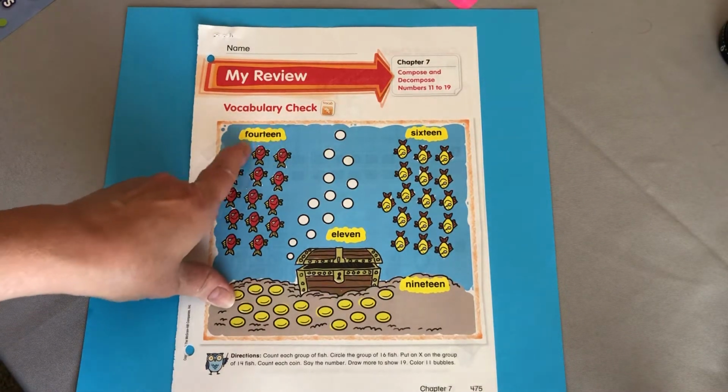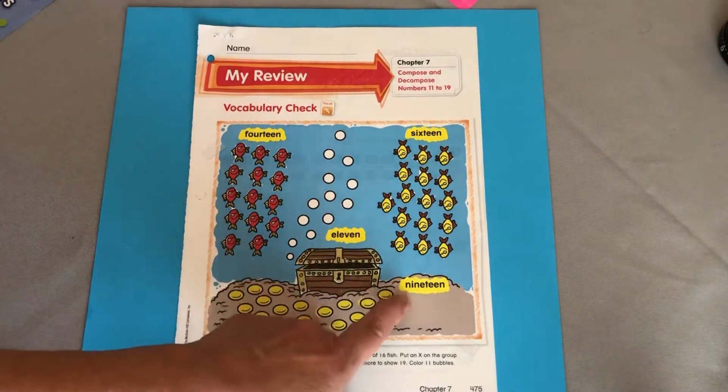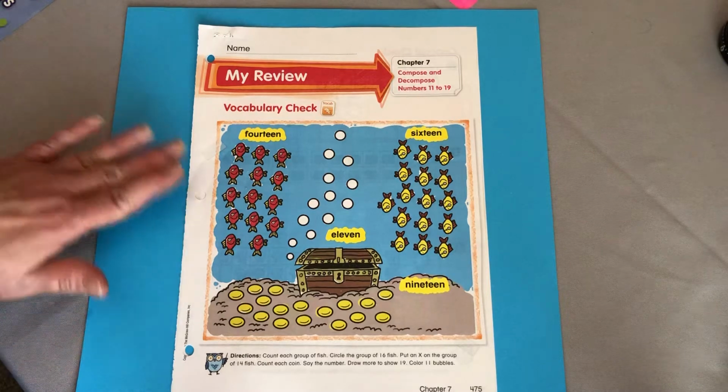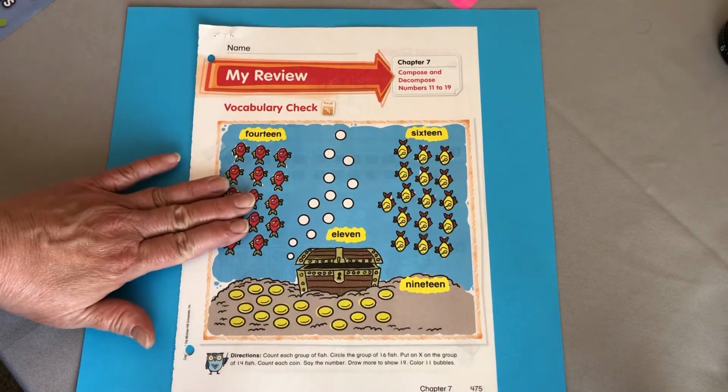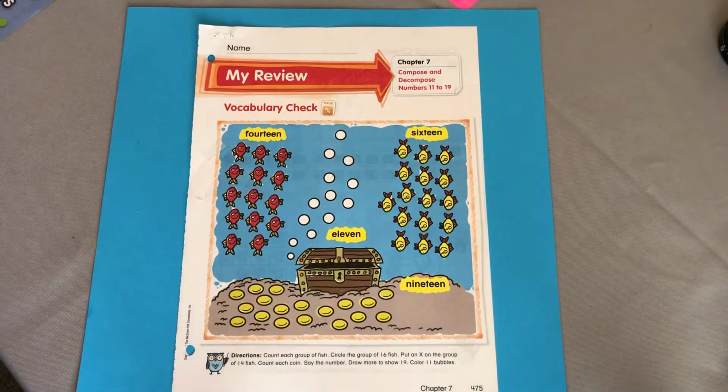Here is the number 14. Here's the number 11. Here's the number 19. And we want to count each group of fish and circle the group of fish that has 16. Circle the group of 16 fish. So the first activity you're doing is you're just counting these red fish, then count the yellow fish, and figure out which one is 16. Okay?